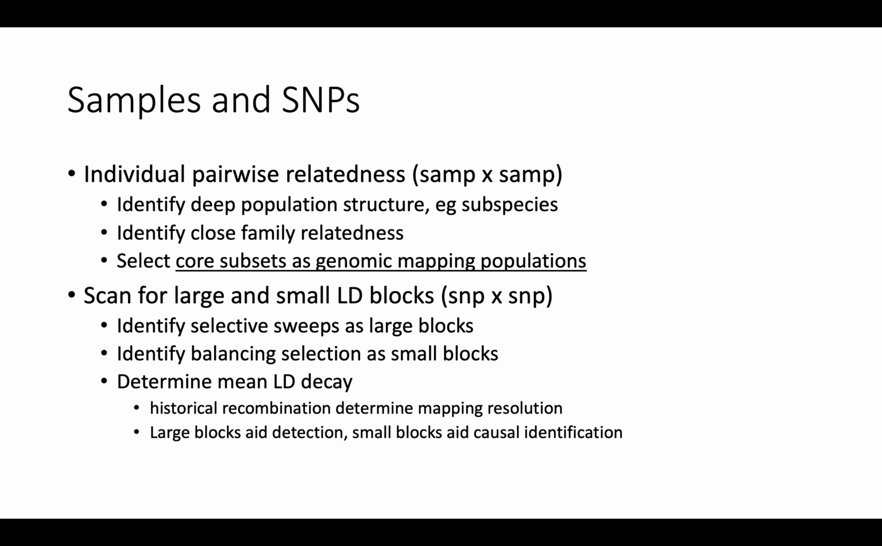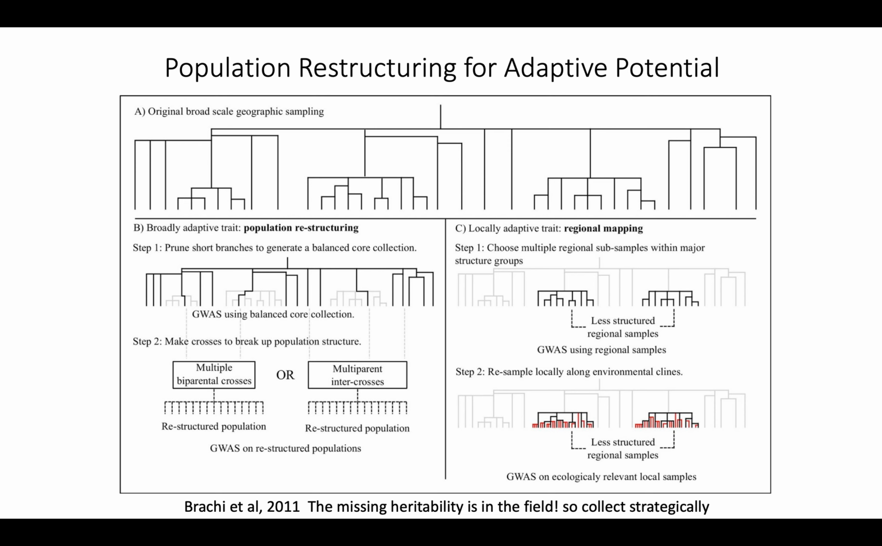And so people are going back into ancestral populations, where there's more recombination on average, to try to get down to the causal locus. Okay, we wrote about this years ago, the missing heritabilities in the field, Ben Bracci et al. This is a pretty highly cited paper now, which is theoretical.